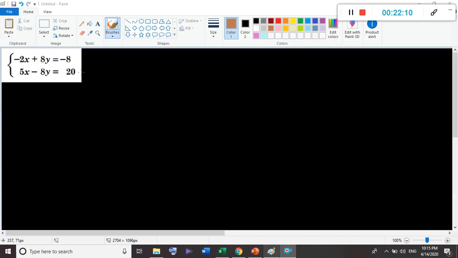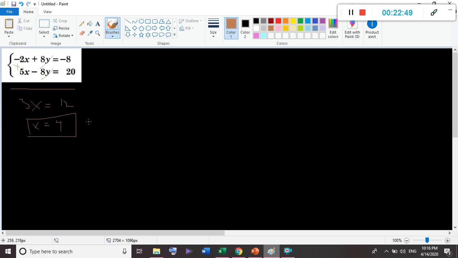Okay, so here what's easier for us to eliminate? We're going to eliminate the y because we're having +8 and -8, so it's easily eliminated if we add both equations. So let's add the equations here. -2x plus 5x is going to be equal to 3x. 8y minus 8y is going to be 0, they're going to cancel each other. And -8 plus 20 is equal to 12. Now we divide everything by 3: x equals 12 divided by 3, which is 4.